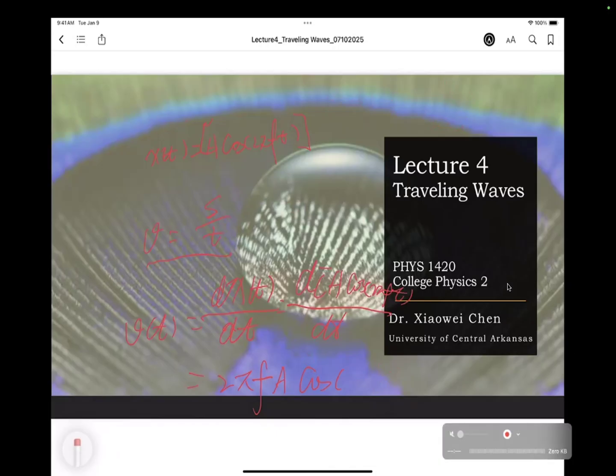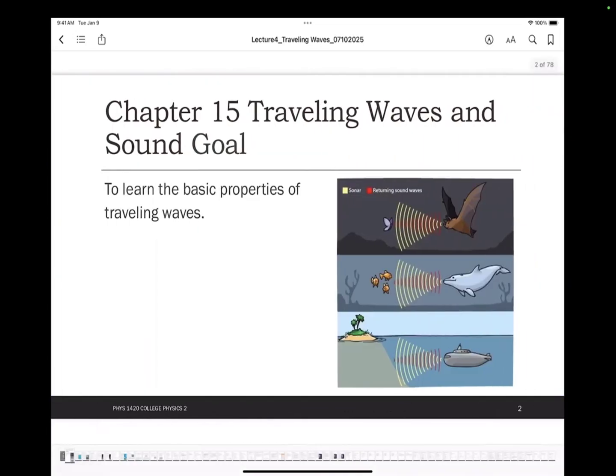Okay, let's talk about today's topic, traveling waves. This is a very common phenomenon in the real world, and you will know why. For chapter 15, we will learn traveling waves and sound waves, and the basic properties of traveling waves. What do you think traveling waves are? Firstly, let's see what waves are.